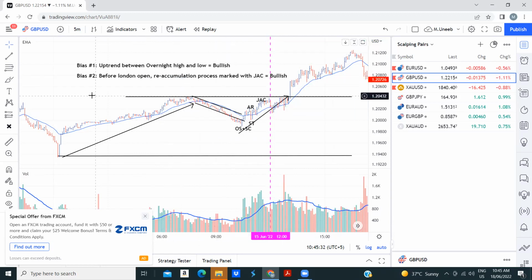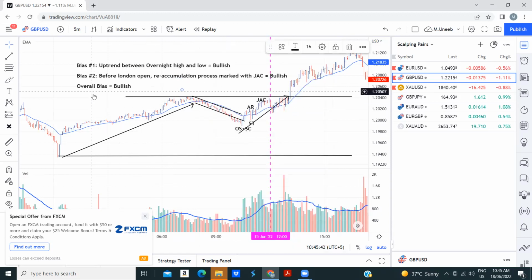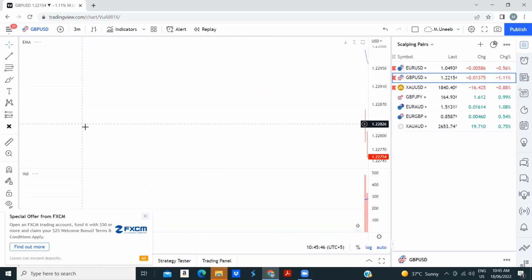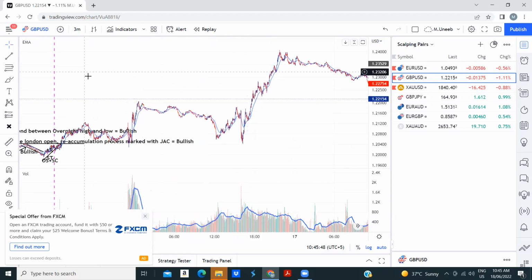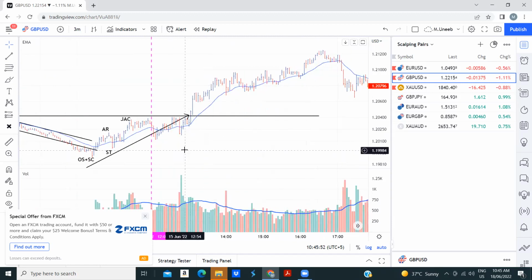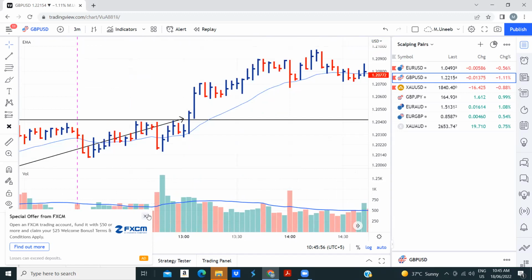So what is the overall bias? Bullish. Make sense? Now, just before London Open, we go here. As London opens, the London opens right over here. We have a jump across the creek.